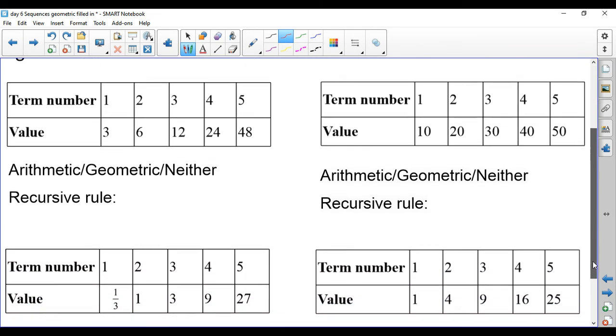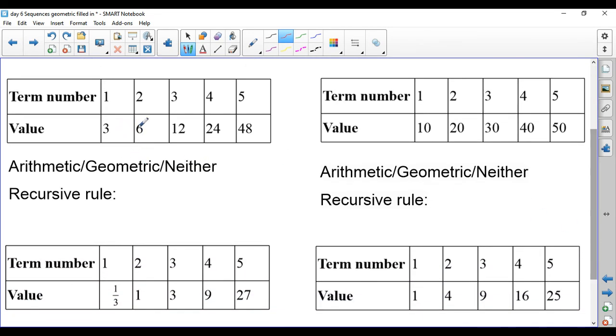So when you look at these, some of them, I should check. Am I going up by the same number each time? No, this goes up 3, then up 6. Am I multiplying by the same number each time? If you're multiplying by the same number each time, it's geometric, and your recursive rule is to say, multiply the previous value by 2.